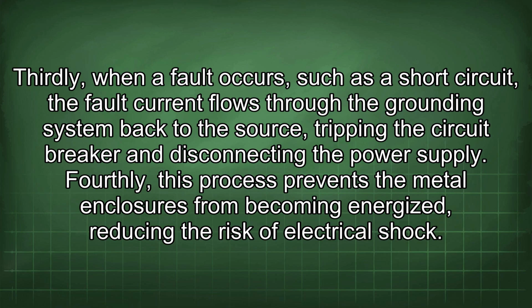Thirdly, when a fault occurs, such as a short circuit, the fault current flows through the grounding system back to the source, tripping the circuit breaker and disconnecting the power supply. Fourthly, this process prevents the metal enclosures from becoming energized, reducing the risk of electrical shock.